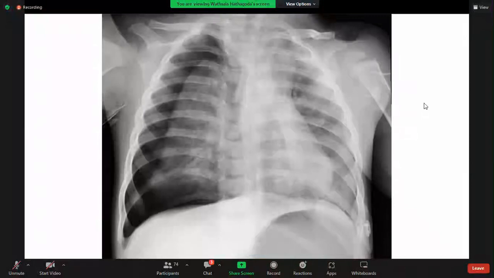So what do you think? Madam, the trachea is also deviated to the left side. So the trachea is deviated, so this is a tension pneumothorax. Yes. So in which conditions would you see a pneumothorax? In infections?